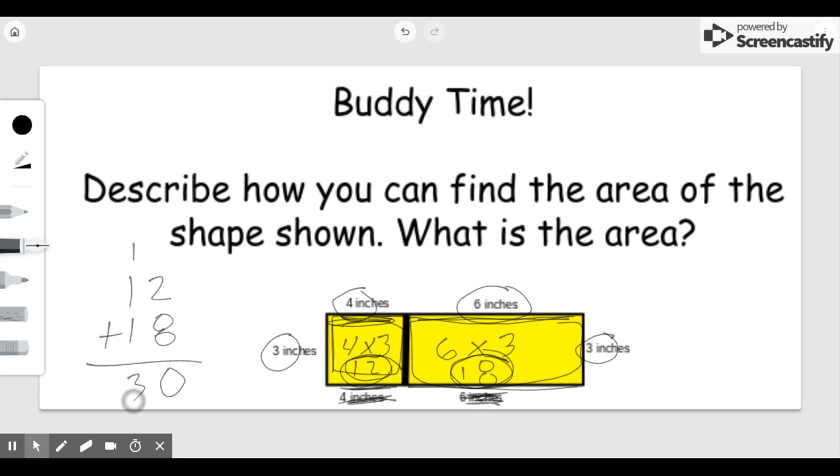And I want to remember this is area, square units, so it's going to be 30 square, and we're talking about inches. So 30 square inches. I'll circle my answer, and I think I'm done.